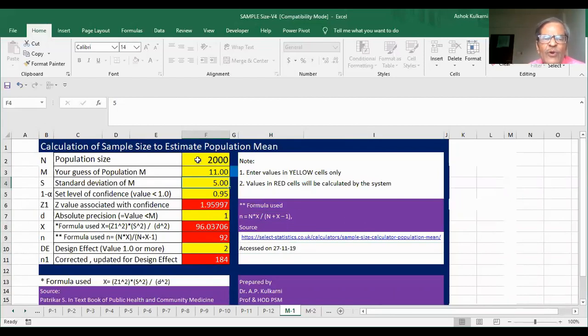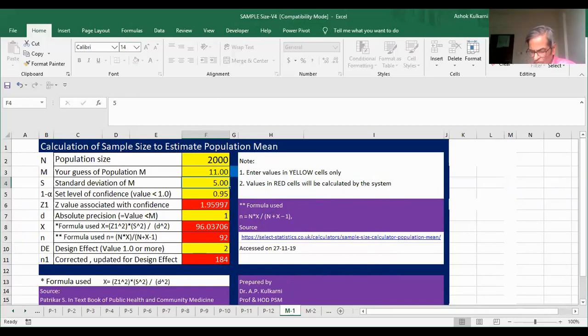So this is how it works, and you are supposed to enter the values only in the yellow cells, and the rest of the values will be calculated automatically. This is the formula used, which is given over here, and the reference from where this formula has been derived is given over here. You can give this formula in your report. You can quote this reference in the report of your study.